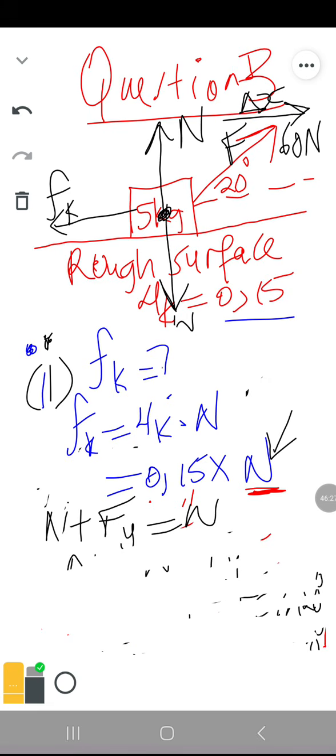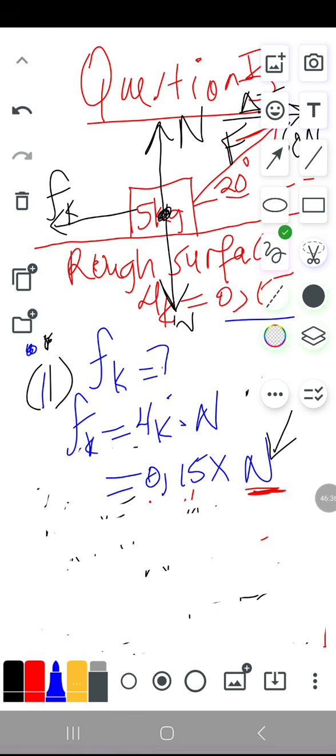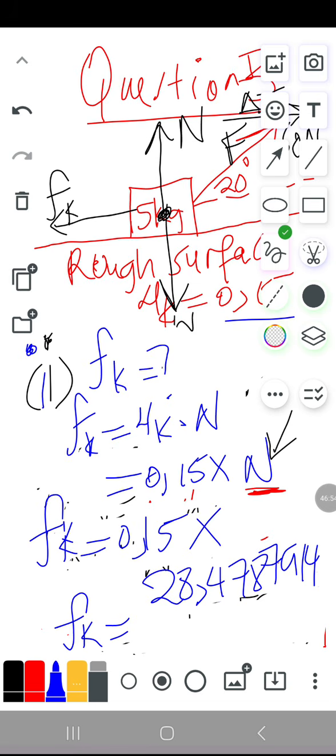From this step, let's go back to the formula for Fk, since our main aim is to find Fk. Fk is equal to 0.15 multiplied by the number we got, 28.478 7914. Using a calculator, multiplying by 0.15, you can round off to 2 decimal places, 4.27. Now this one becomes your Fk. That is your final answer, which is the kinetic frictional force for this object.